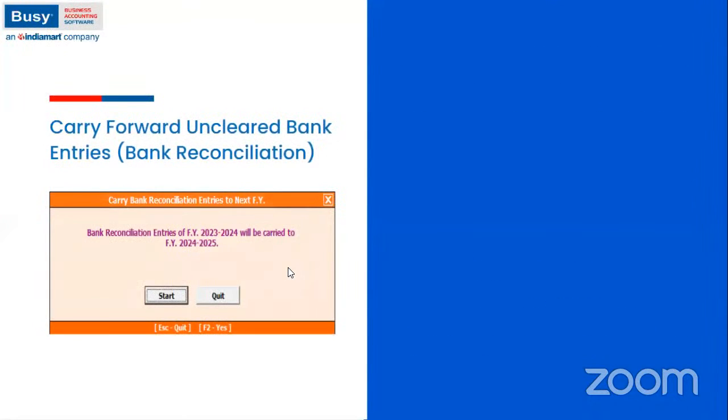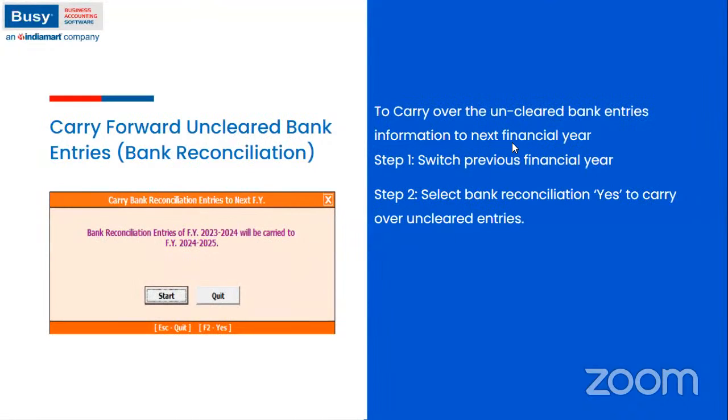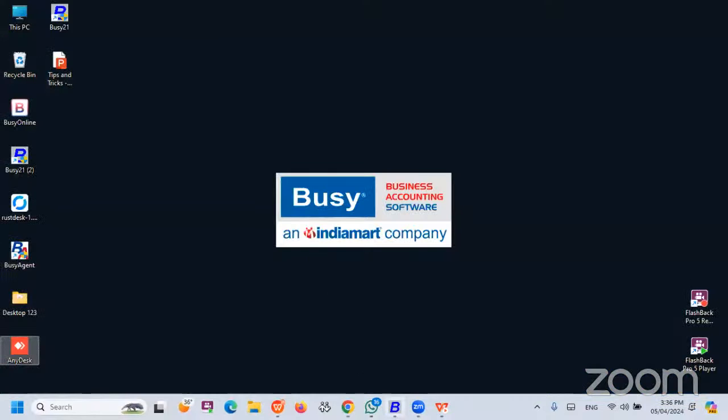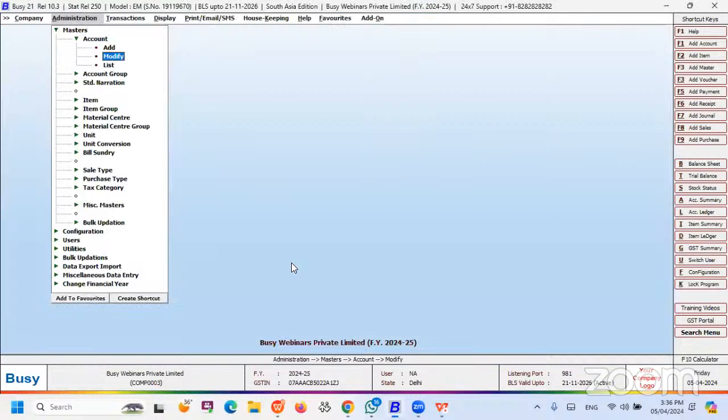So in our next slide, let us see how to carry forward uncleared bank entries, that is, the bank reconciliation process with Busy. The bank reconciliation process can help you clear the bank entries, that is, you can verify your bank statement along with your software entries. For that, you need to follow the bank reconciliation method. Suppose any uncleared entries are there, how do you carry forward those entries in the next year? If you are facing any difficulties, you can just note down the steps.